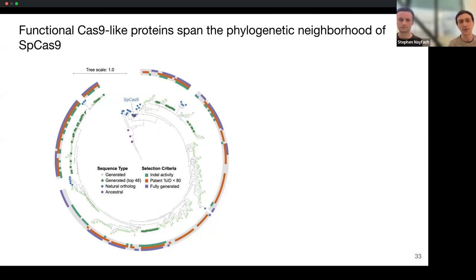In the outer rings of the tree, you can see some interesting and important information. The first ring is whether or not that Cas9 sequence was active in the previous assay that we just showed. You can see there are large regions of the tree that have many active sequences. Also, many of these sequences were very distinct from any sequence in a patent database, and many were fully generated at both the N-terminus and PID domains.